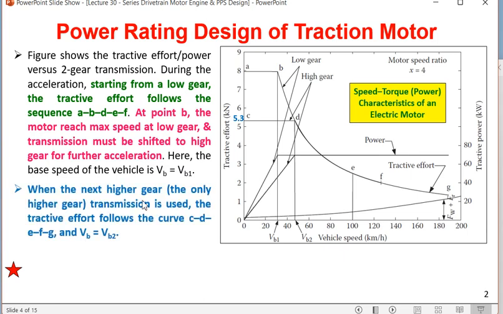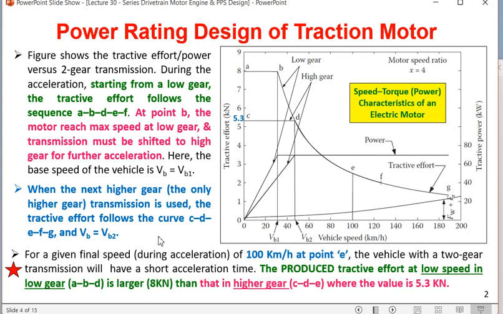When the next higher gear, that is the second gear transmission, is used, the tractive effort follows the curve C, D, E, F, G. In that case, base speed Vb is equal to Vb2. A very important note is given: for a given final speed during acceleration of 100 km per hour at point E, this is a calibration kind of speed, 100 km per hour.